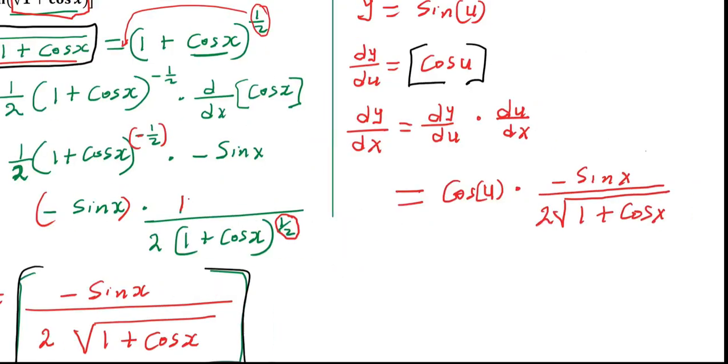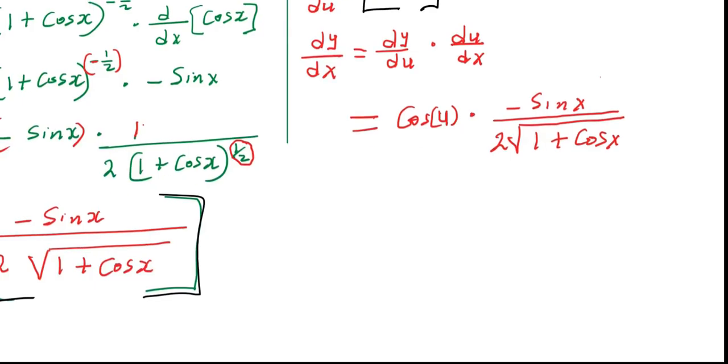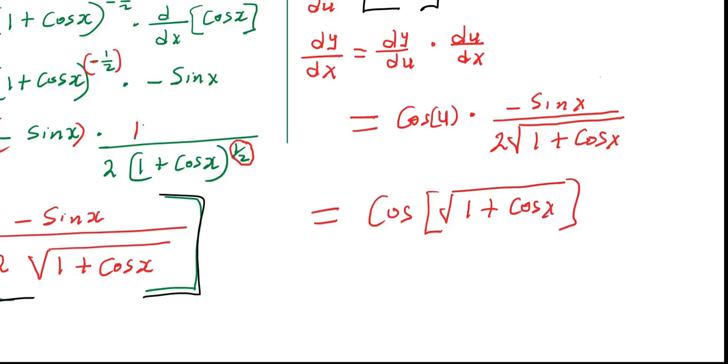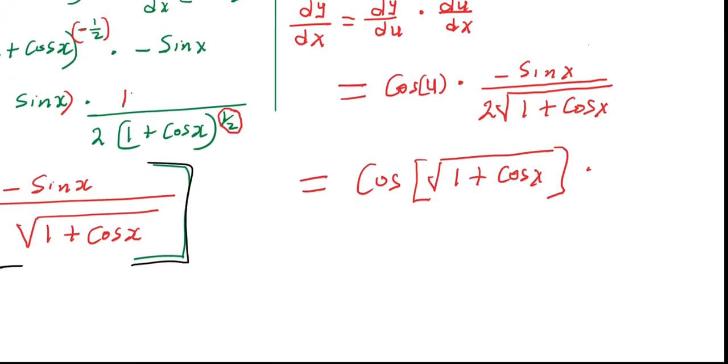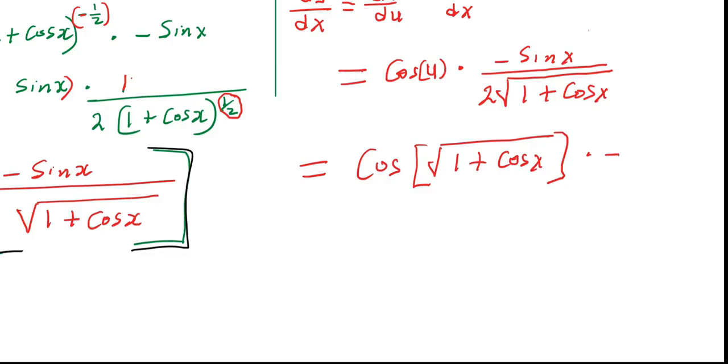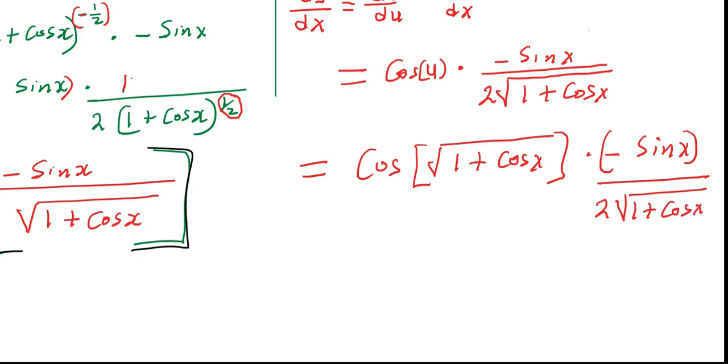Remember that we said u should be this. So we can return that back here, and this will be equal to cos of the square root of 1 plus cos x, times negative sine x, let's put this in the brackets, over 2 root 1 plus cos x.